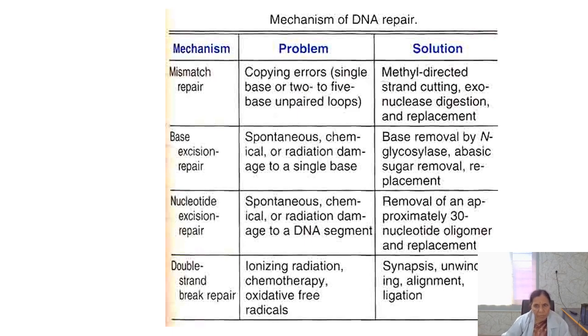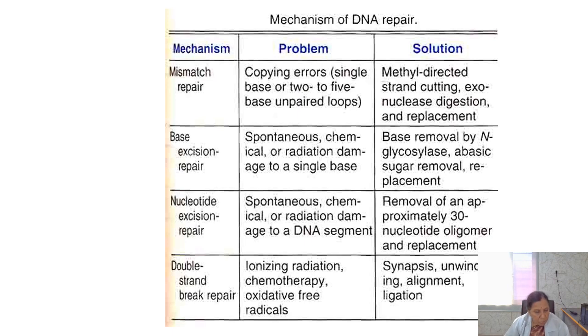The mechanisms, problems and solutions: mismatch repair handles copying errors, single base or two to five base unpaired loops, and here the solution is methyl-directed strand cutting, exonuclease digestion and replacement. Next, base excision repair. Here the problem is spontaneous, chemical or radiation damage to a single base, and the base is removed by N-glycosylase; apurinic/apyrimidinic (abasic) sugar removal and replacement is the solution.